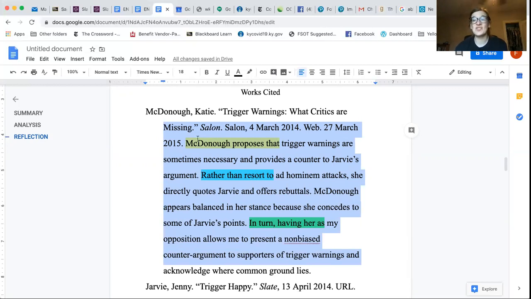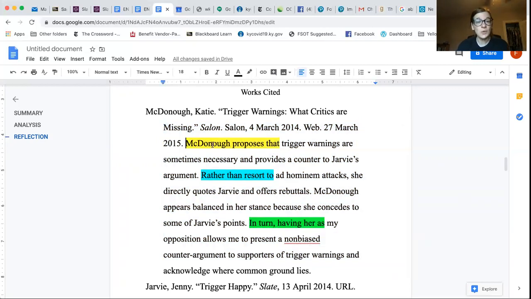So it literally is just a continuation of your citation, this paragraph that you're adding, which is why it's part of the hanging indent. So I don't need to repeat much of my citation information. I'm just going to go with my last name like it's in my paper signal phrase. McDonough proposes that trigger warnings are sometimes necessary and provides a counter to Jarvie's argument. Okay. Summary. That's what it's about, right? That's the main point of conclusion.